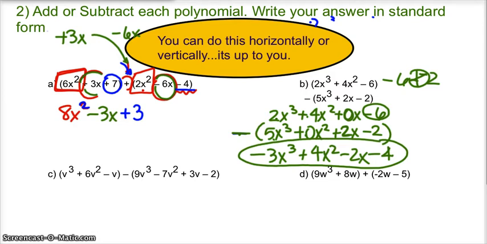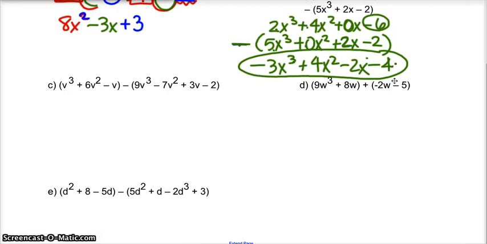Notice my answer is in standard form because the exponent goes 3, 2, 1, none. This one lays really nicely because it does march 3, 2, 1, none, but as long as they're highest to lowest, it's also going to be in standard form. All right, couple more examples.